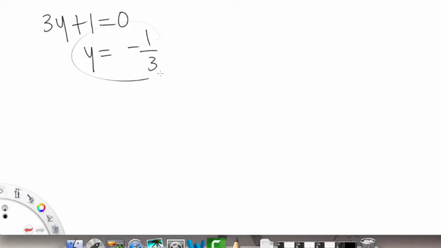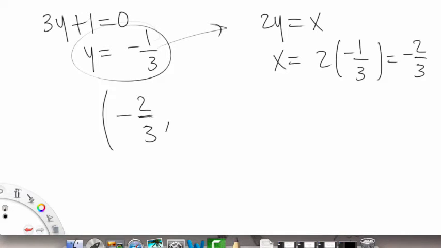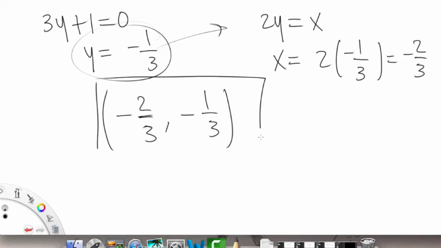Okay, so now we can plug this back into the other equation, which was 2y is equal to x. So that means that our x must be 2 times negative 1 over 3, so that's going to be negative 2 over 3. Okay, so that's basically it. That is our point that satisfies both of those equations, where both equal 0 at the same time. So negative 2 over 3 and negative 1 over 3, that is our critical point.